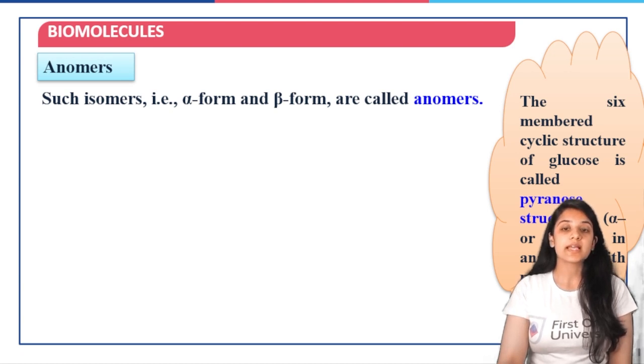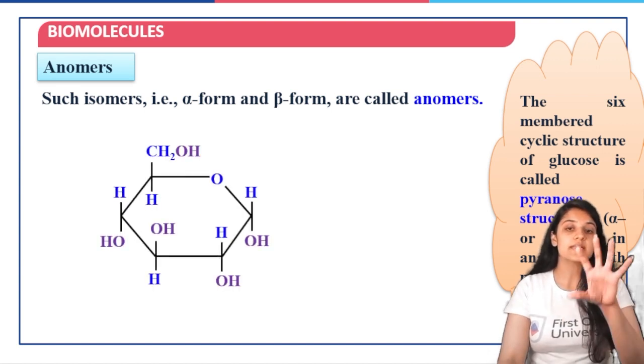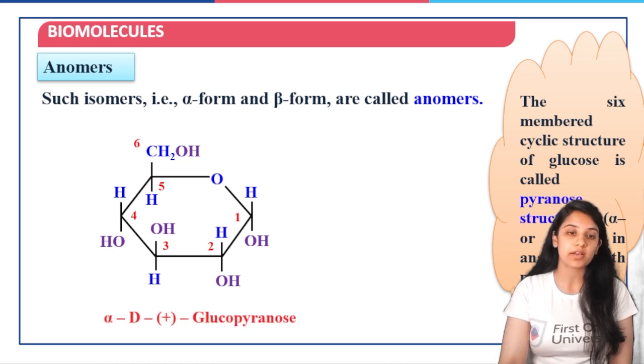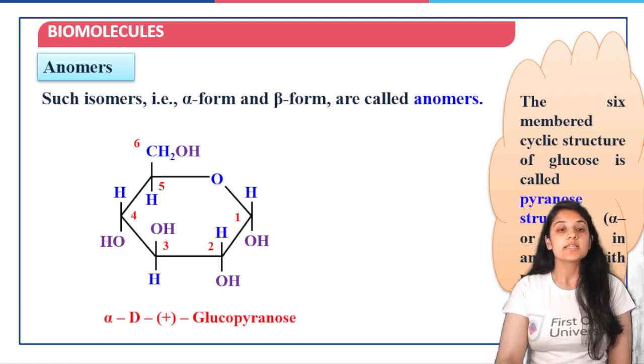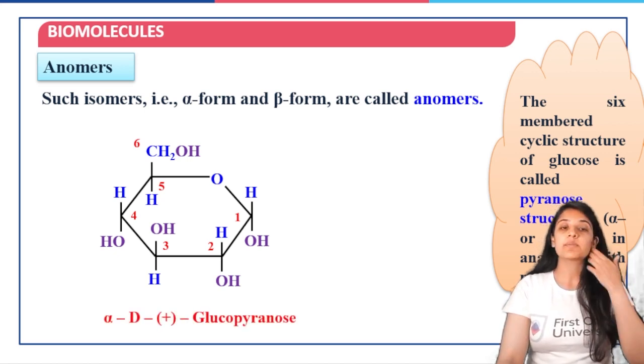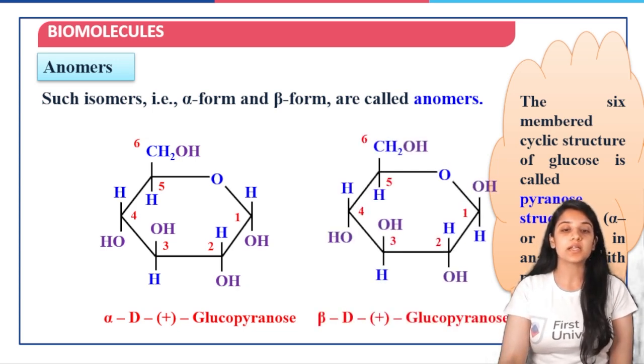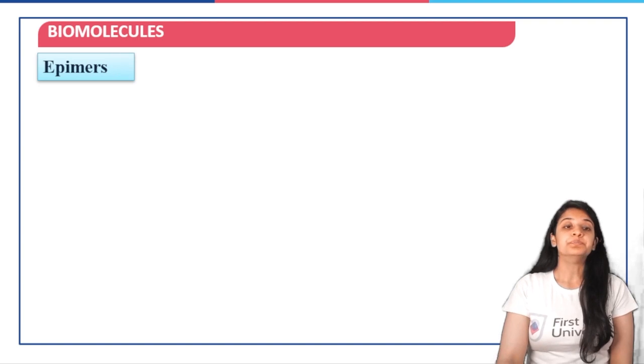The six-membered cyclic structure of glucose is called the pyranose structure, in analogy to pyran. This is the pyranose structure because it is similar to the structure of pyran that we have already discussed. Since the OH at the first carbon atom is away from oxygen, it is alpha-D-(+)-glucose, and this is beta-D-(+)-glucose.